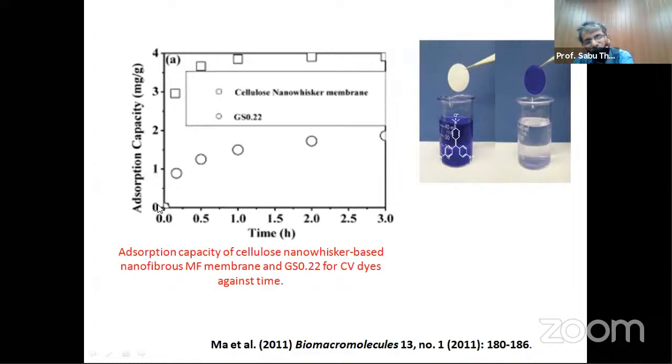What they did is they also tried to remove crystal violet dye, CV dye. See, look at the performance they have got. This is a cellulose nanoviscous membrane. This commercial membrane has been coated with nanocellulose.